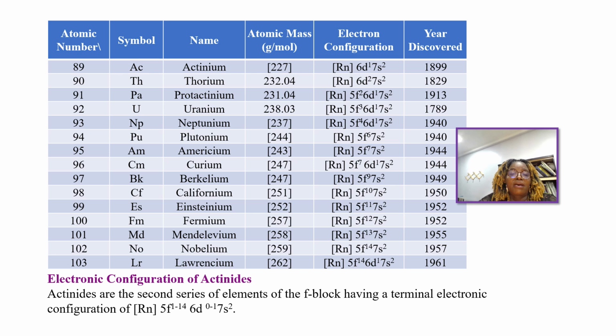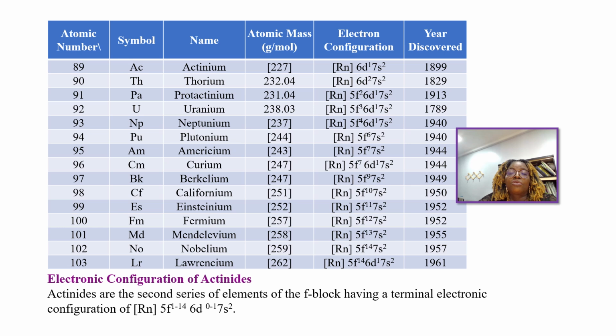Their names are actinium, thorium, protactinium, uranium, neptunium, plutonium, americium, curium, berkelium, californium, einsteinium, fermium, mendelevium, nobelium, and lawrencium. The electronic configuration, we said, is radon 5f1 to 14, 6d0 to 1, and 7s2.